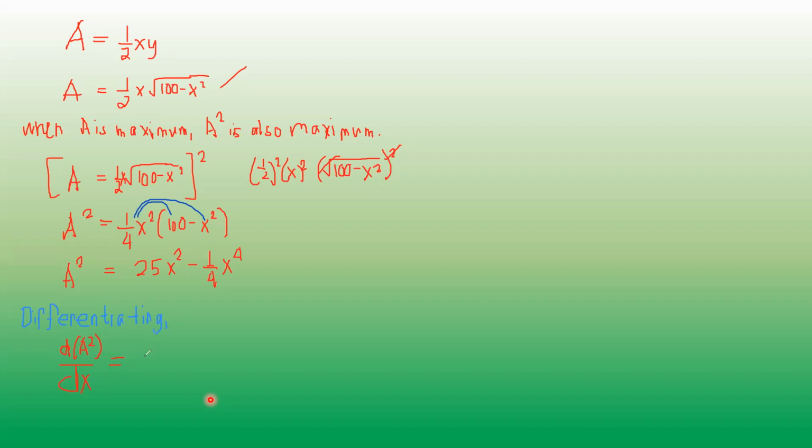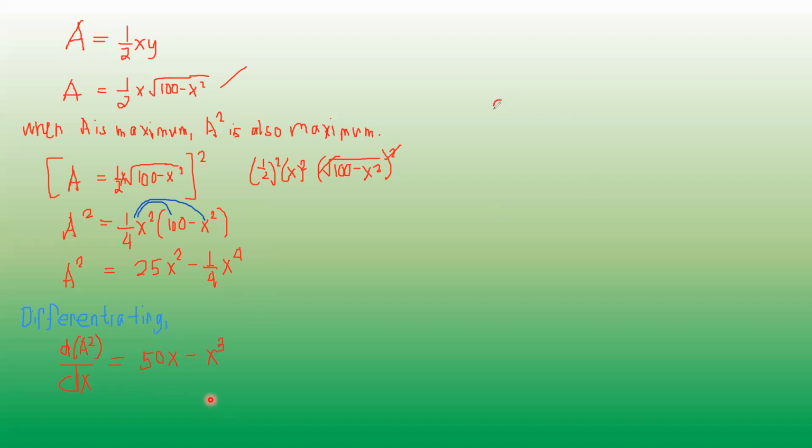2 times 25, kaya magkakaroon ka ng 50. So 50, x na lang. 2 minus 1. Minus 4 times 1/4 is 1. Kaya 1 na lang doon. Alisin natin 1. So meron ka na lang x raised to 3. 4 minus 1. Okay. Now we're going to set the derivative equal to 0.